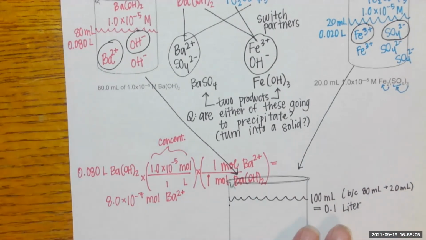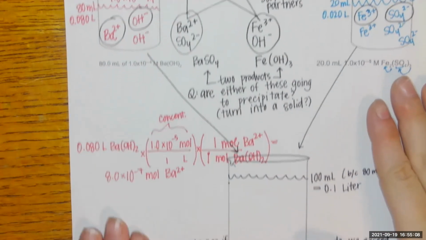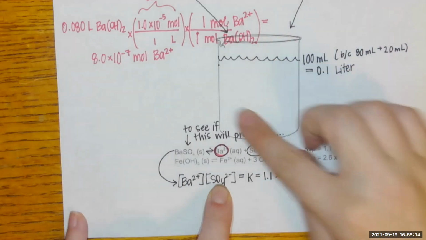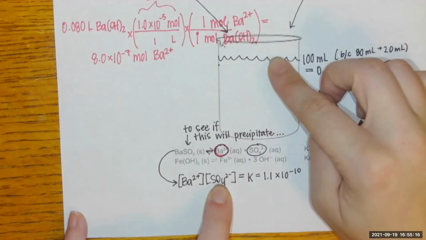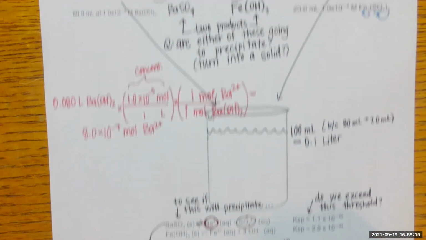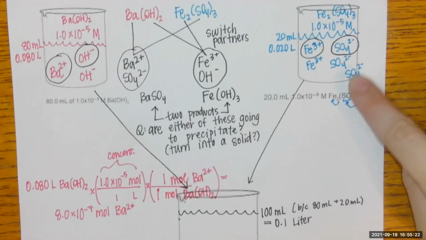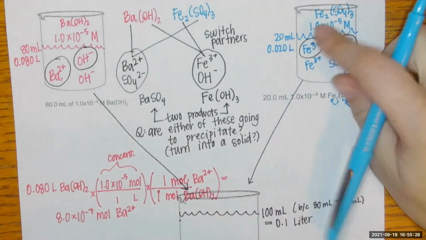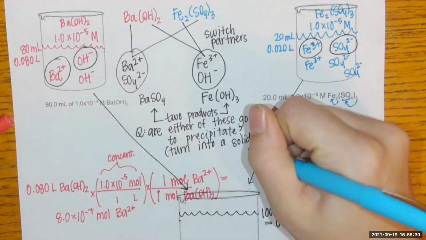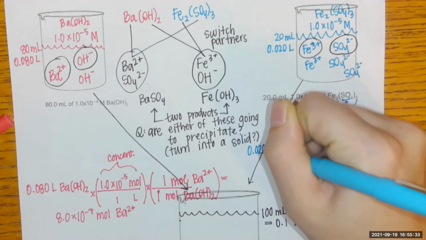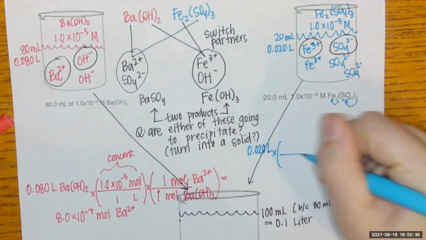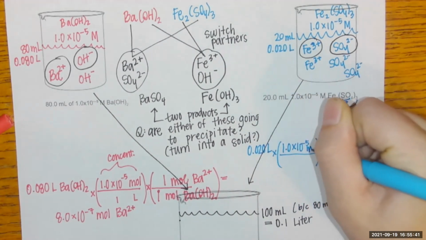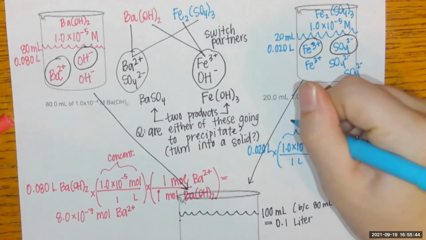That's cool. All right, now we're going to do the same thing, except for what's the other component? We're looking at barium sulfate. Where's the sulfate coming from in this beaker? Sulfate came from this beaker over here. What do we know about this beaker over here? We know that the volume was that. The concentration is this many moles per liter.